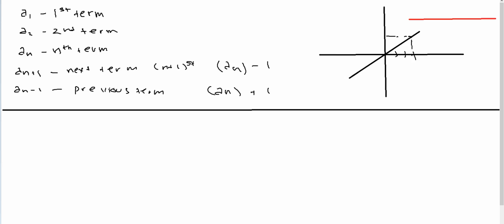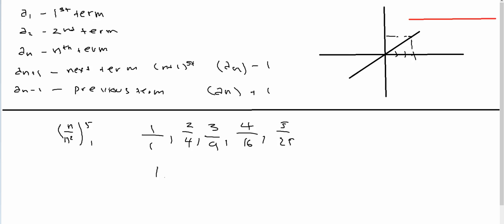So let's say that we wanted to figure out the following sequence for n over n squared, starting at n equals 1, and we just want to find the first 5 terms of the sequence. So the first term, we're just going to plug in 1. We're going to say 1 over 1. The second term is going to be 2 over 4. The third term is going to be 3 over 9, and the fourth term is going to be 4 over 16, and the fifth term is going to be 5 over 25. So it's just 1, 1/2, 1/3, 1/4, and 1/5, and that's the sequence.